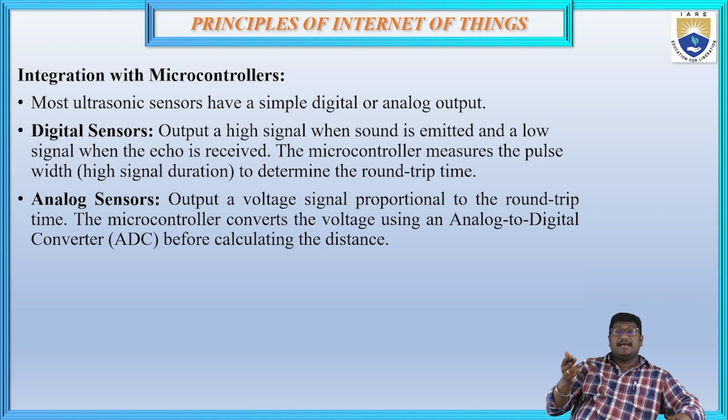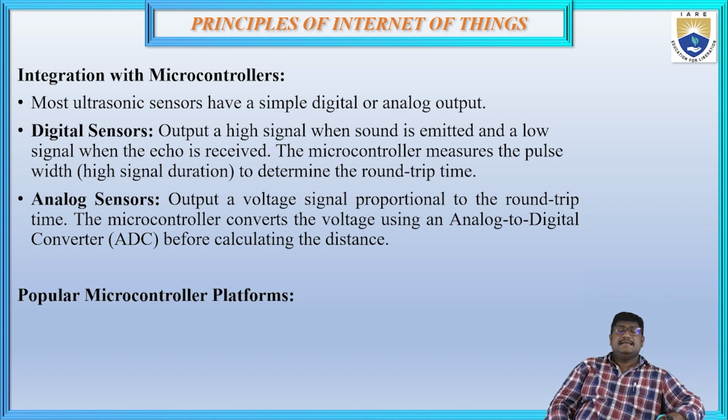This is how the microcontroller measures the high signal duration to determine the round trip time. And coming to analog sensors, they produce an output voltage signal proportional to the round trip time. The microcontroller converts the voltage using the analog to digital converter before calculating the distance.